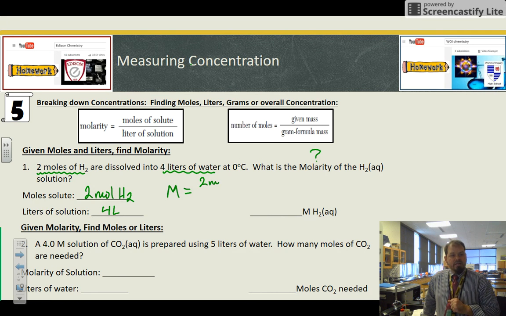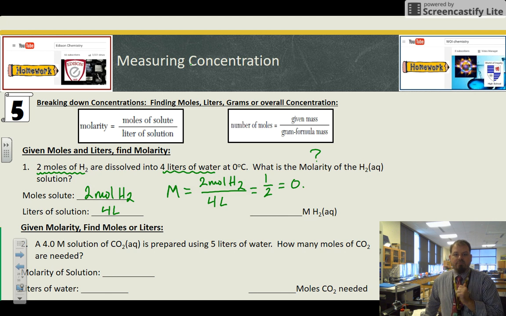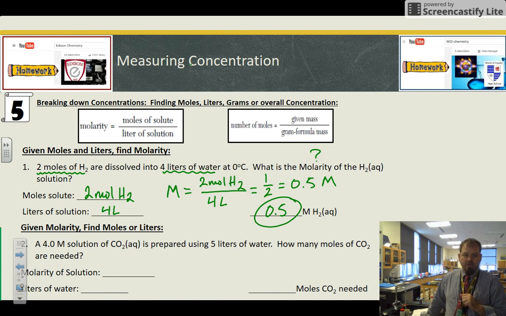I know that molarity is moles over liters. So it's 2 divided by 4, which is pretty easy. I can do that in my head. I have a 0.5 molar solution. Very common. That's a very normal number to see.